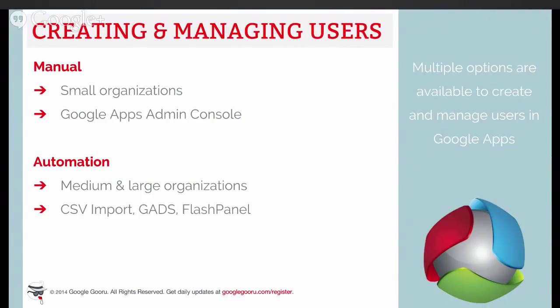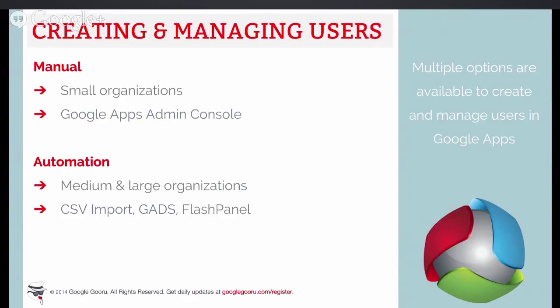So when you're creating your organizations, you obviously want to get your users into Google Apps, and there are multiple ways you can do that. If you're a smaller organization, it's probably going to be easier for you to manage your users manually through the Google Apps admin console. But if you're a medium or larger size organization where you have hundreds or thousands of users, you may want to consider automating some of that user creation process. There are a few options such as CSV import, Google Apps Directory Sync, and the great product Flashpanel that can help you manage and automate those procedures.